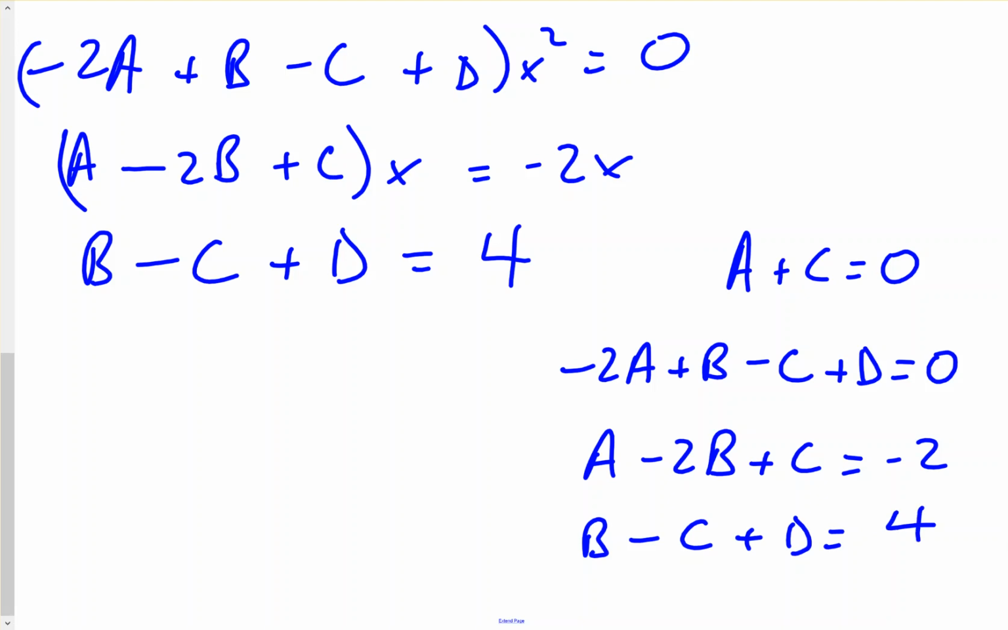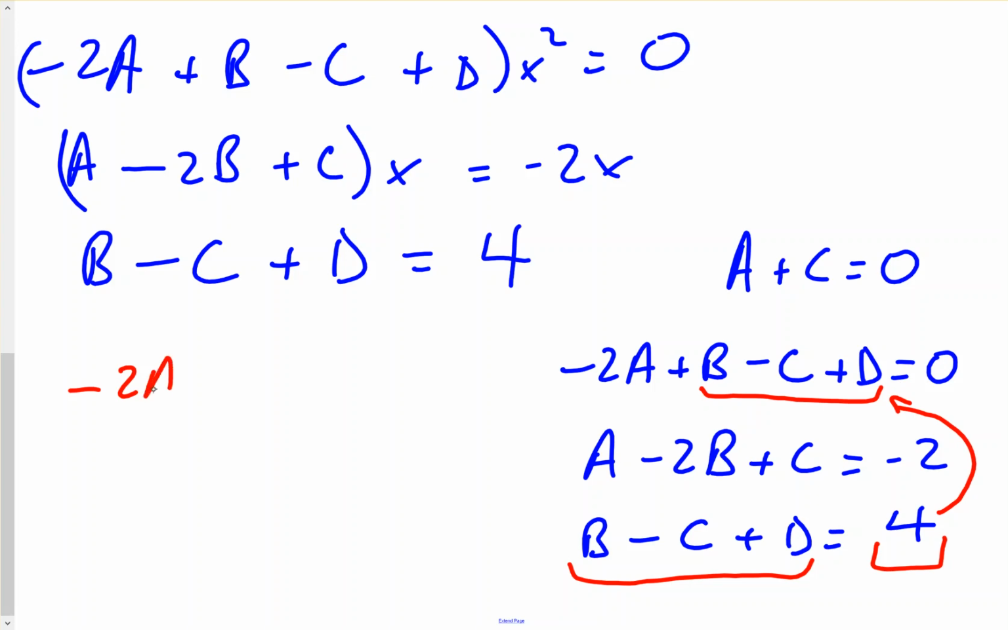Okay, so right here, this last one, notice you have b minus c plus d. Well, you have the same sequence up here, b minus c plus d. Well, you can just swap that with 4. Put the 4 in there. Okay, so we have negative 2a plus 4 equals 0. And then we could bring the 2a over, so we have 4 equals 2a, divided by 2, so a equals 2.